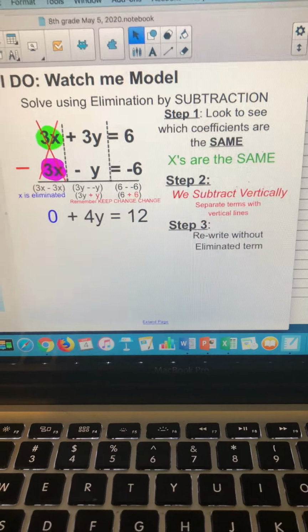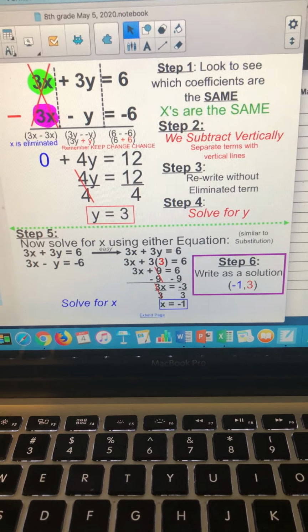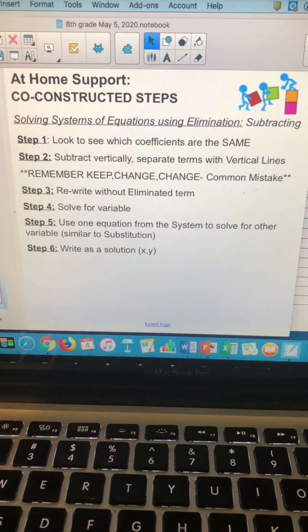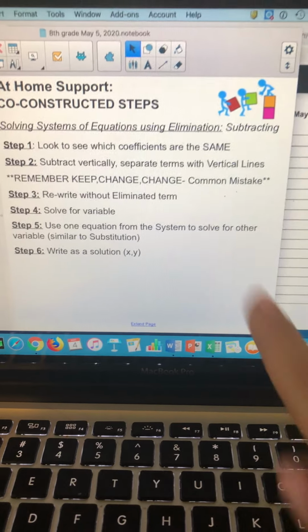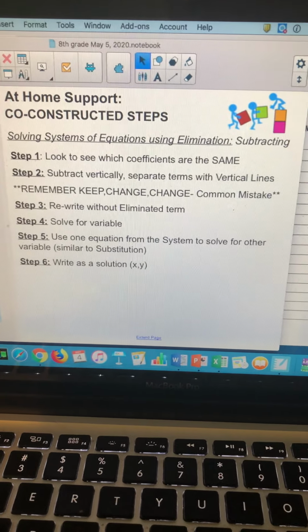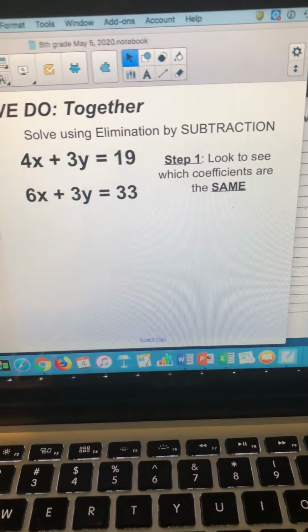Okay? All right, so if we go back to the lesson, you guys have exactly what I just modeled there for you. Same solution, negative 1, 3. And then you have your steps that I just took you through. Notice I have a big star, capital letters. Remember to keep, change. Okay? I'll do one more with you and then I'll send you guys on your way.